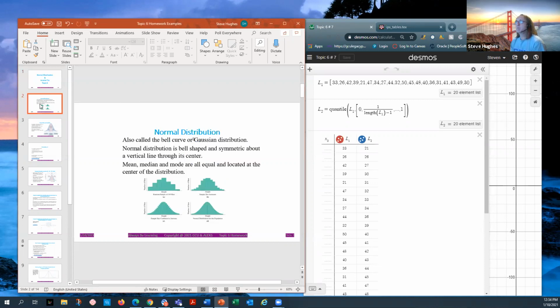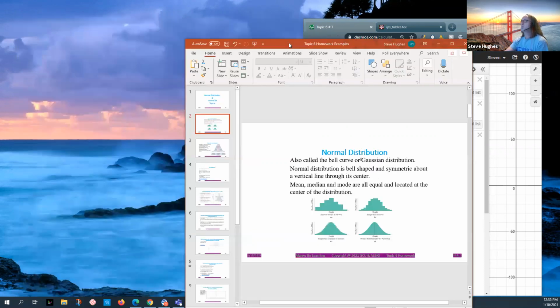I'm going to start with a little discussion about the normal distribution. The normal distribution is also called the bell curve or Gaussian distribution. It is bell-shaped and symmetric about the vertical line. That vertical line runs through the mean, median, and mode, as they are all equal and all located at the center of this distribution.